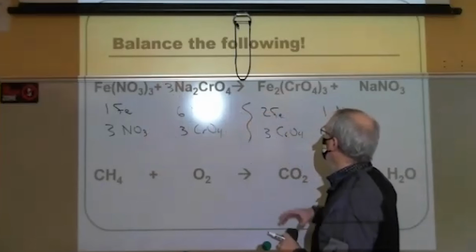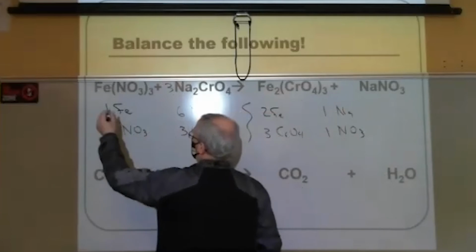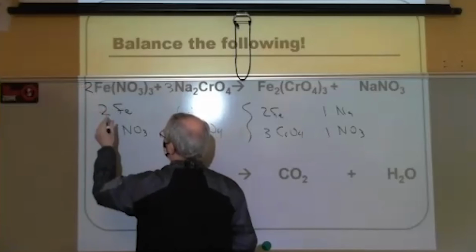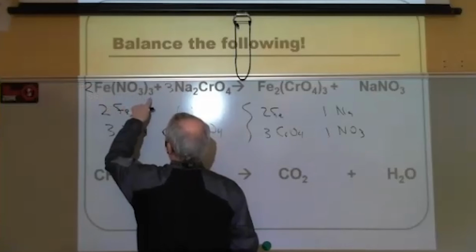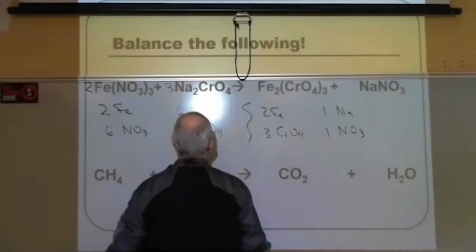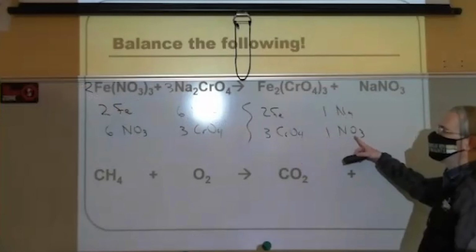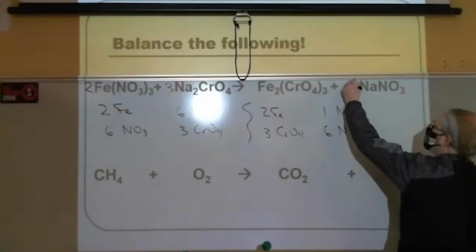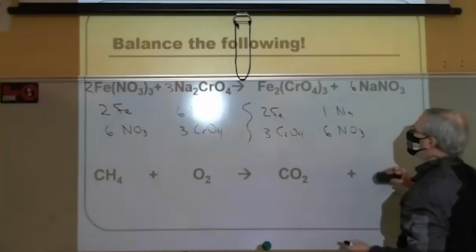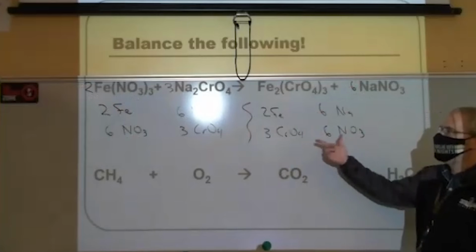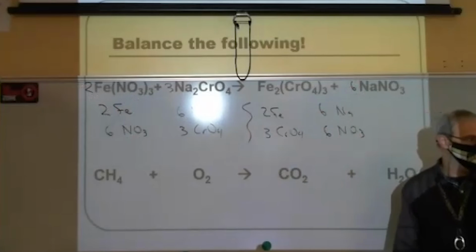Okay, this tells me I have 2 irons. I'm going to need a 2 here, right, to get those 2 irons. Right, that's going to give me 2 times 3 is 6 nitrates. If I look over here, I have only 1 nitrate, right? If I'm going to get 6 of these, I'm going to have to deal with 6 of those. That's going to change my sodium, right? And now I have the same number of each type of atom on both sides. All right?